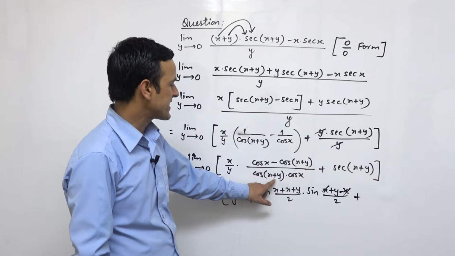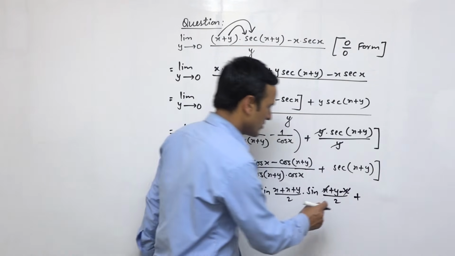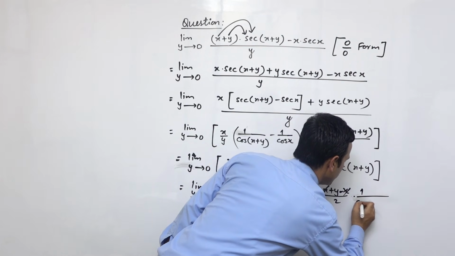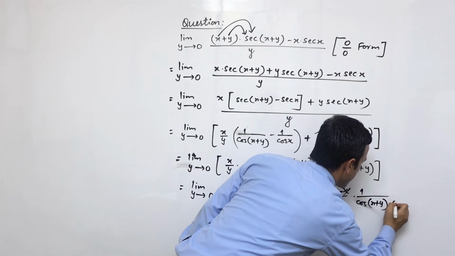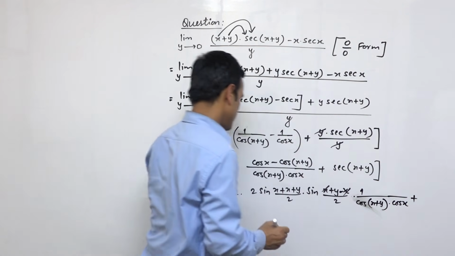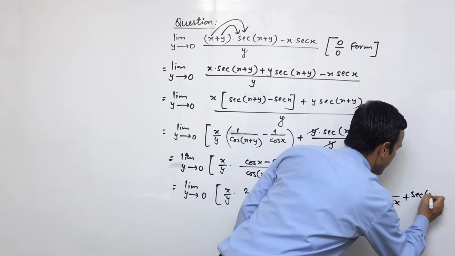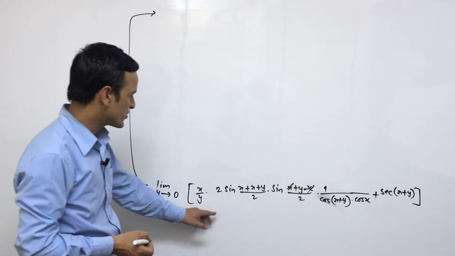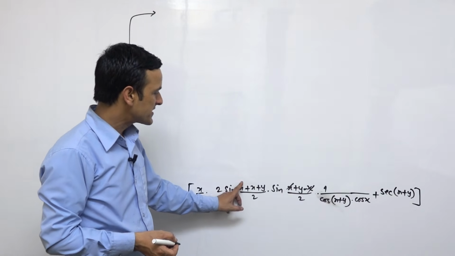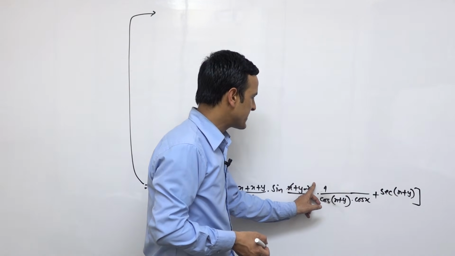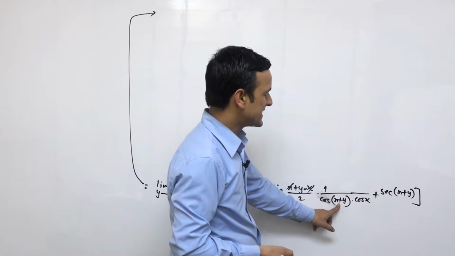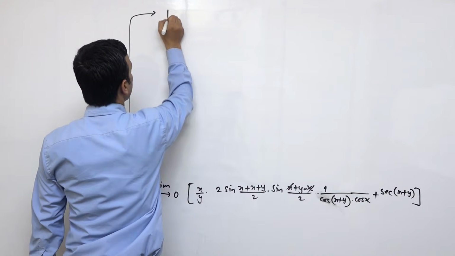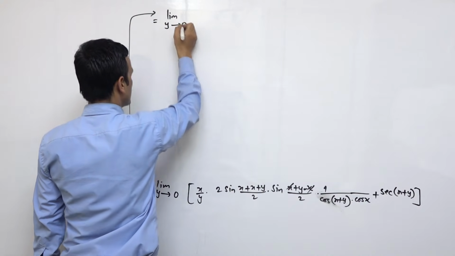Plus, so again we have this cos(x+y) into cos x again. So multiply this term, 1 upon cos(x+y) times cos x plus sec(x+y), that is same. So we have the term like this, limit y tends to 0, and this is the expression after simplifying. 2 sin((C+D)/2) sin((D-C)/2), this is the formula, and 1 upon this as it is, and sec(x+y) also as it is. Write down similar term. And here limit y tends to 0.